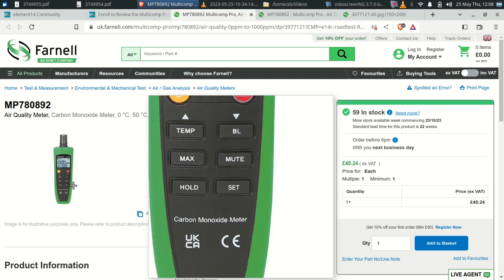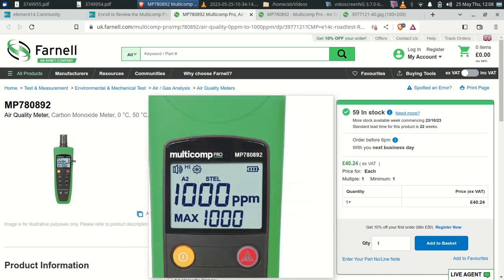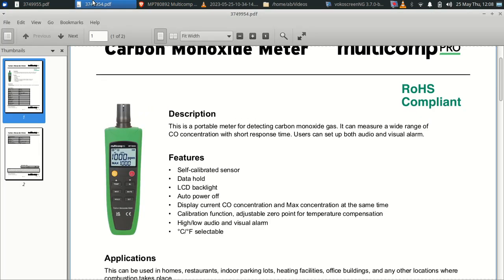So though carbon dioxide, even this user manual from the company has given that if this much ppm, just a second, I open the user manual.